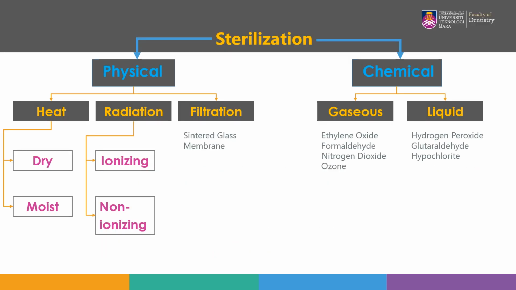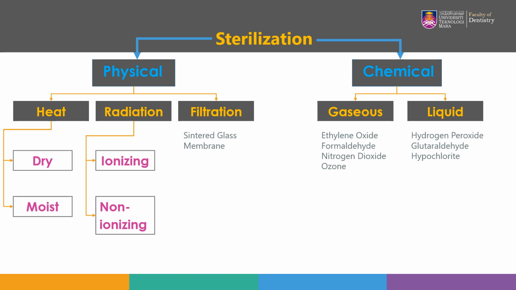Okay, so for sterilization, we're going to look at 2 different methods of sterilization. One is physical, the other one is chemical. For the physical, the most common ones being used are heat, radiation, and filtration. And then for the chemical, the most common ones used are gas and liquid. Okay, so for heat of physical sterilization, it has dry and moist. For radiation, whether it's ionizing or non-ionizing, and for the filtration, they use sintered glass or membrane.